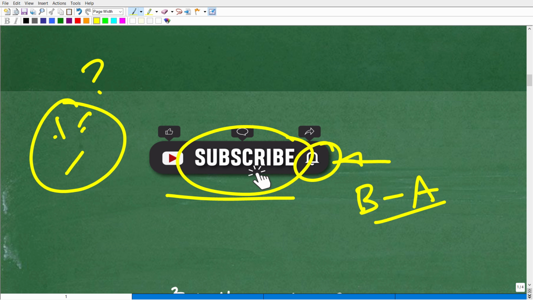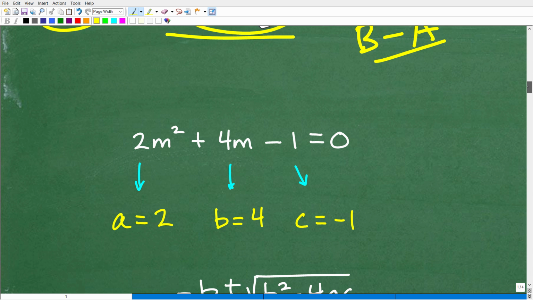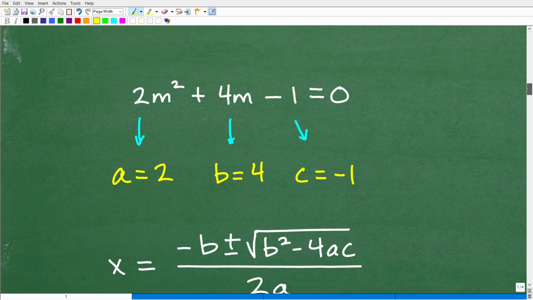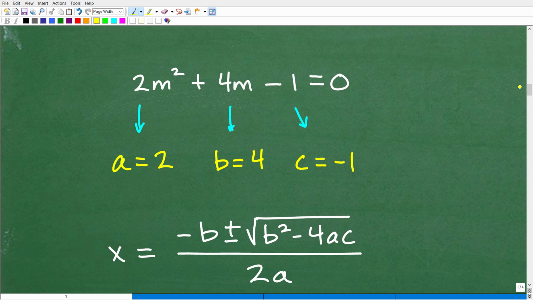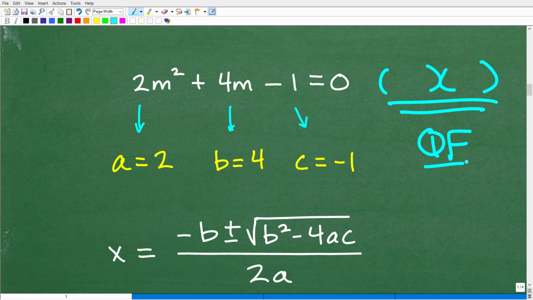Okay, so let's get back to this problem. There are quite a few more steps that we need to take here. All right, so here is our equation. We have 2m squared plus 4m minus 1 is equal to 0. Now we already attempted to factor this. I'm not showing you that work, but in other words, you try to factor this quadratic trinomial, and you find that this thing is not factorable, so therefore I have to use the quadratic formula to solve this.